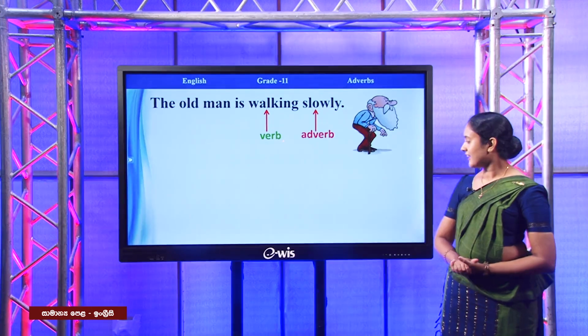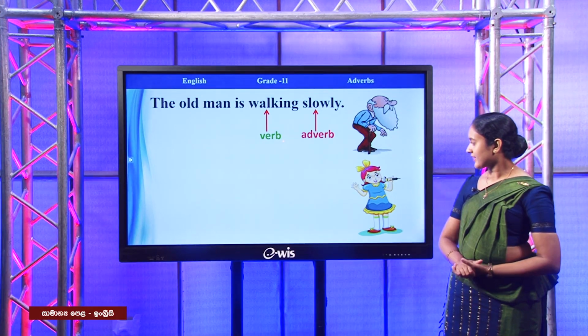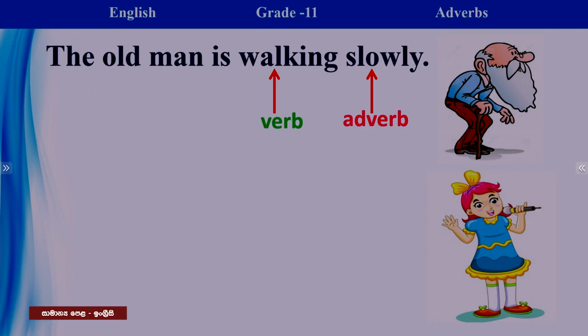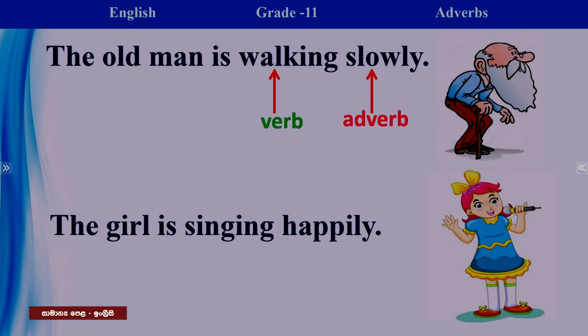Okay. Now, look at the next picture. Who's there on the screen? Yes, she is a girl. Now, what is she doing? Can you guess? Yes, you are right. She is singing. So, how is the girl singing? She is singing happily. So, the sentence is, the girl is singing happily.